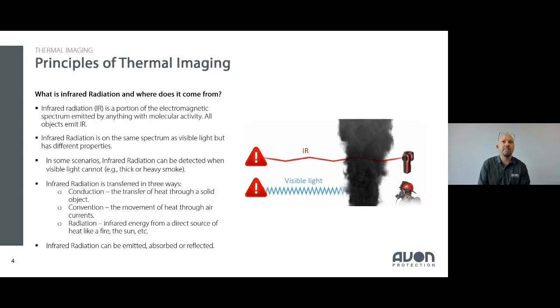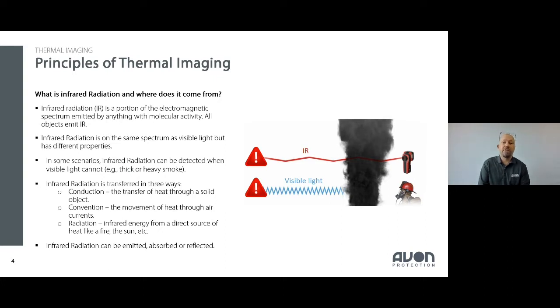You can see in the image on the right hand side of the screen that visible light has a relatively short wavelength compared to infrared. What happens when visible light is traveling through smoke is it bounces off the smoke particles and gets absorbed, so you can't see through the smoke. Whereas infrared light has such a long wavelength that it can find its way through the smoke particles and to the detector. So in effect, the detector can see the infrared light transmission through the smoke and convert that into a picture.